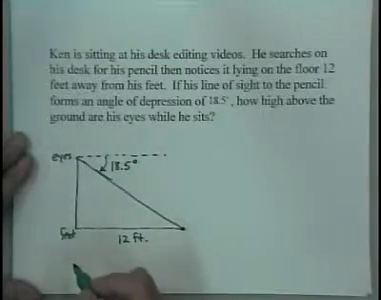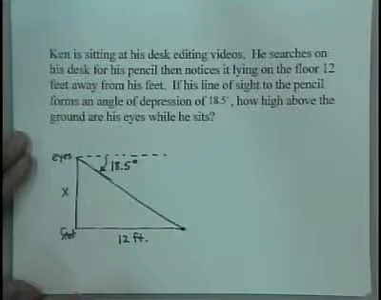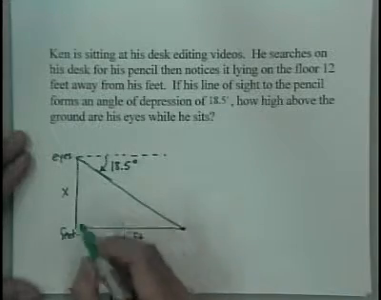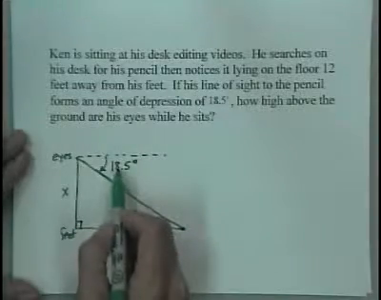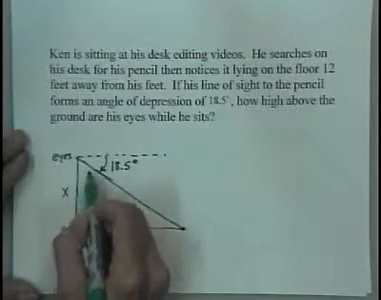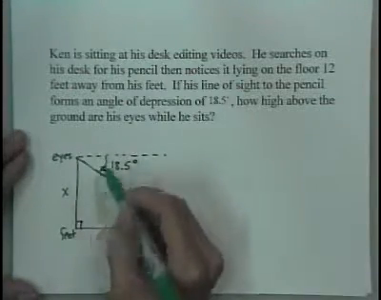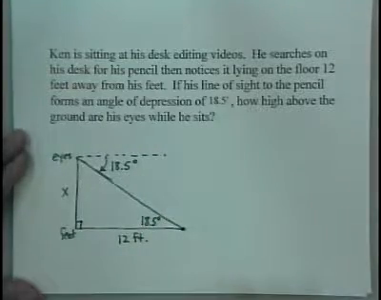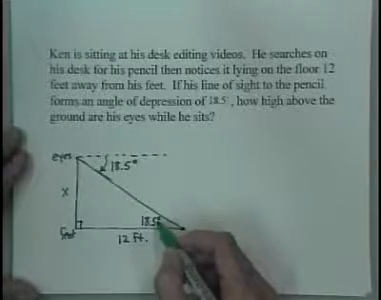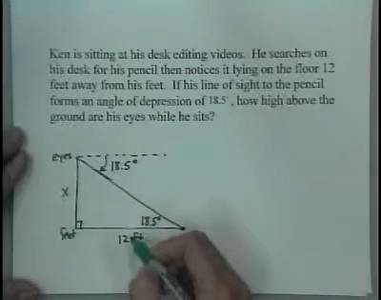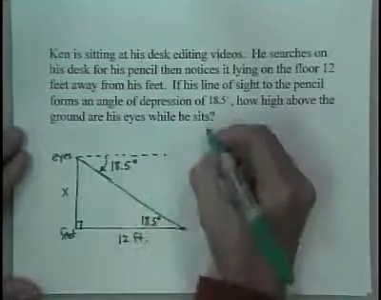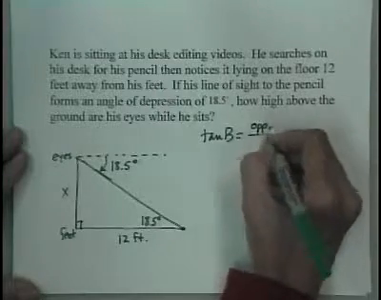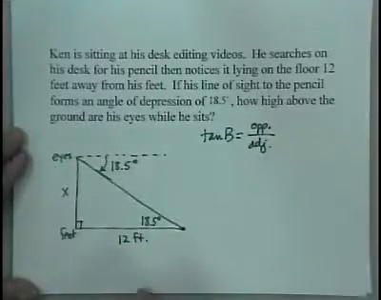The question is, how high above the ground are his eyes? Let's call that side x. Well, this 18.5 is not in our triangle. There's a couple of ways you can work with it. You can subtract it from 90 to get this angle in the triangle, or realize that it is exactly the same as this lower angle in the triangle. Once that's labeled, I have an angle, an opposite, and adjacent side labeled in my triangle, which means I want to use a tangent ratio, which is the ratio of the opposite over the adjacent side in the triangle.